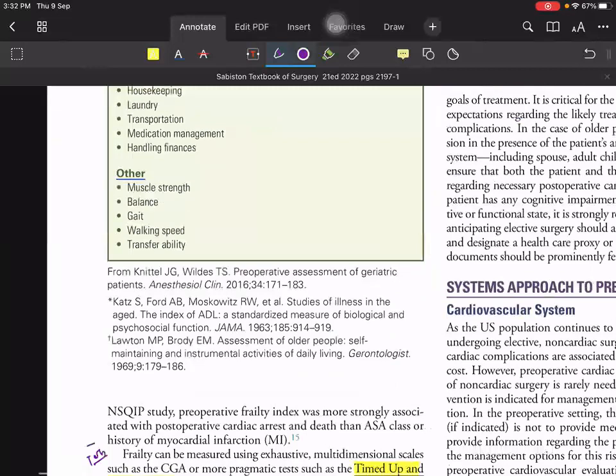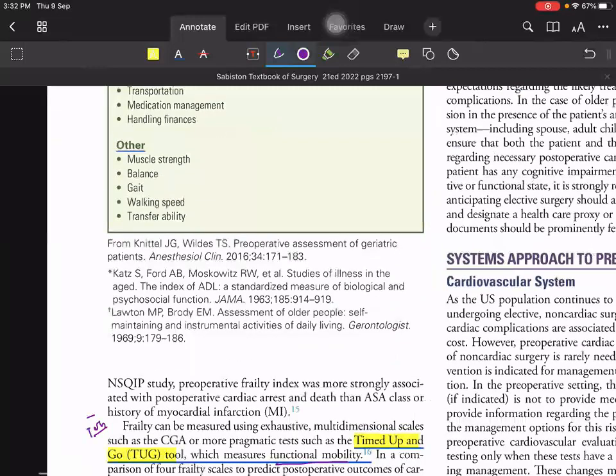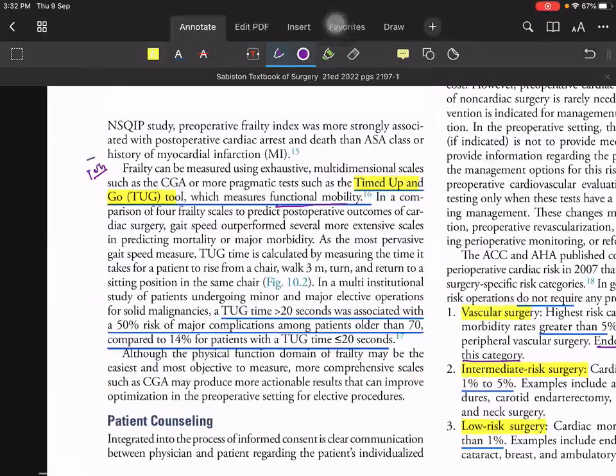Suppose the patient takes more than 20 seconds. It is associated with a 50% risk of major complications among those older than 70, compared to 14% for patients with a TUG of less than 20 seconds.